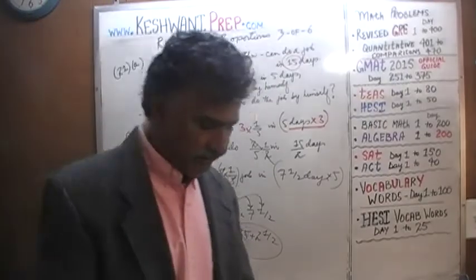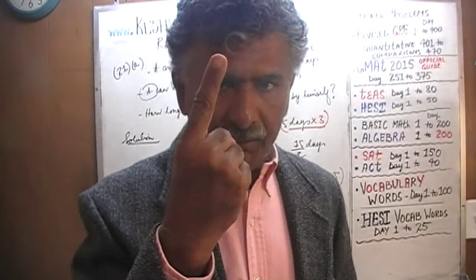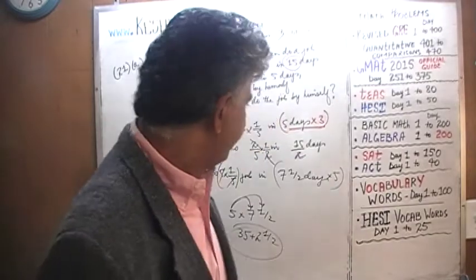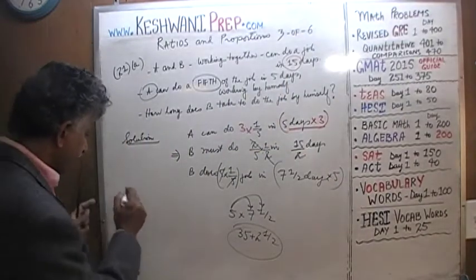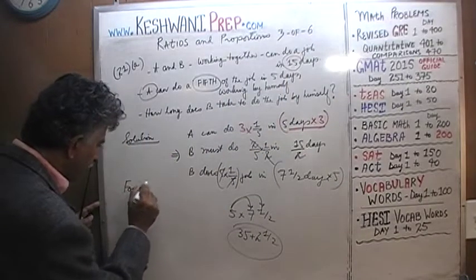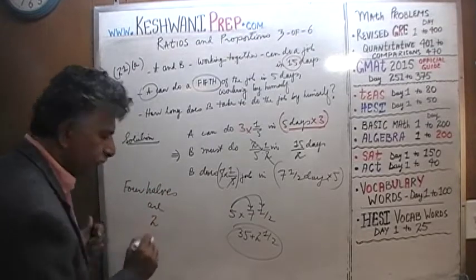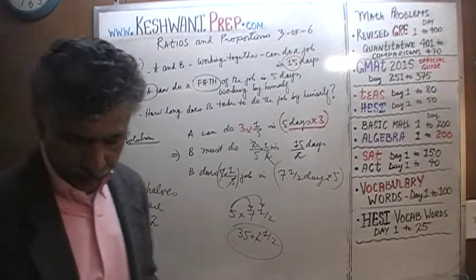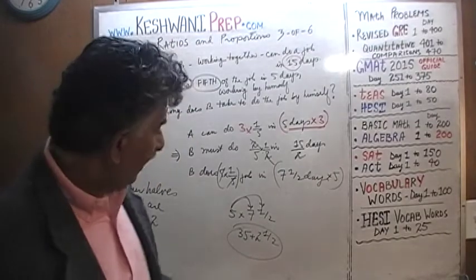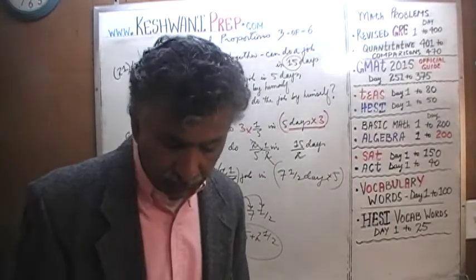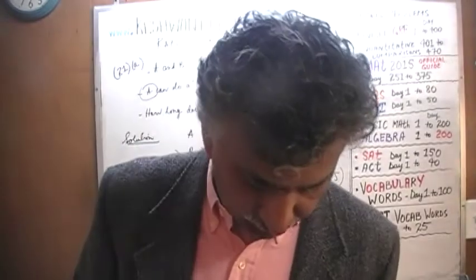5/2 is 2.5. How do we know 5/2 is 2.5? Because 2/2 is 1, 4/2 is 2. You see? That's what we're saying here. 4/2 is 2, 5/2 is 2.5. So 2.5 plus 35 is 37.5 days he will take to do the job all by himself. 37.5 days.